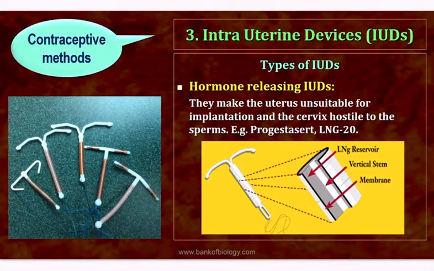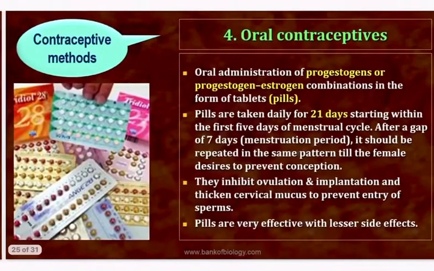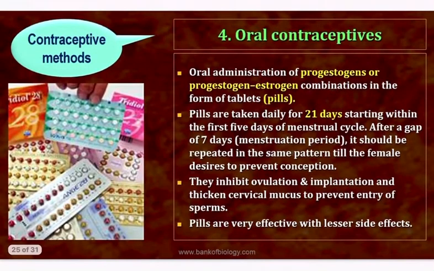Maybe the acids also will be secreted in the uterus so that the sperms will die there. So they make the uterus unsuitable for implantation and the cervix hostile to the sperms. Example, as I said, progesterone and LNG20. You can see the LNG reservoir here. This is how the LNG will be there. And then oral contraceptive next.